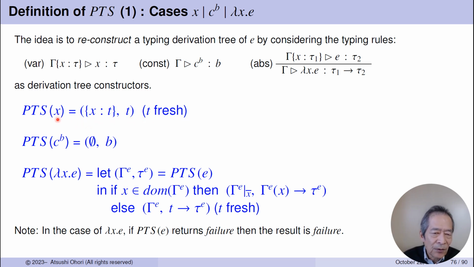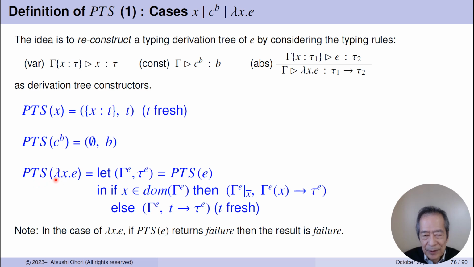So for x we have done. Now the constant case. In this case, this is obvious, right? For a constant, we don't need any environment, so just return the empty environment, and c of b has type b. This is obviously a principal typing of the possible typings specified by the const axiom.